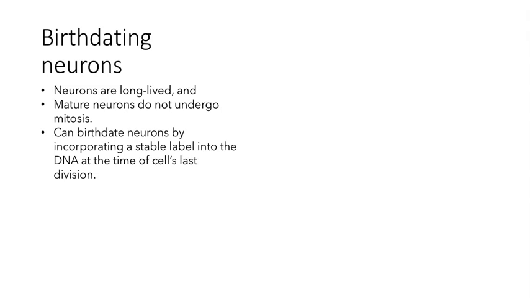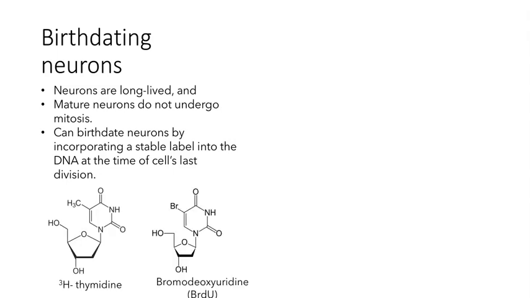This means it's possible to birth date neurons by incorporating a stable label into the DNA at the time of the cell's last division, and the labels that are typically used are either tritiated thymidine or bromodeoxyuridine. Thymidine is one of the nucleotides that makes up DNA. So when you think about DNA in A, G, T, and C, the T is thymidine. Bromodeoxyuridine is a thymidine analog, and when the cell is replicating the DNA, it will grab bromodeoxyuridine and put it in where a T should be because it can't tell the difference.